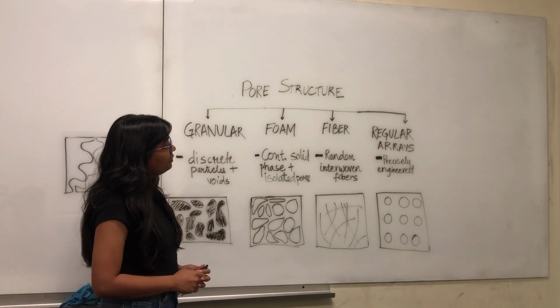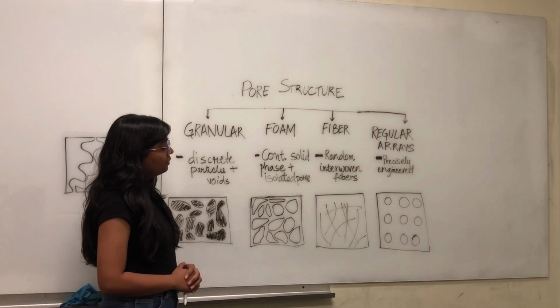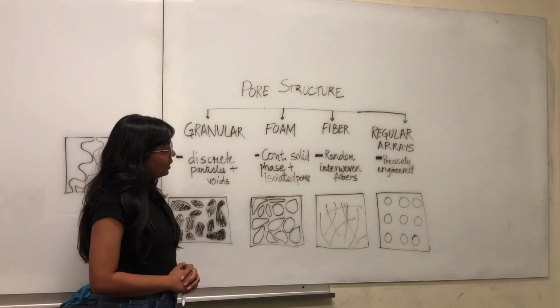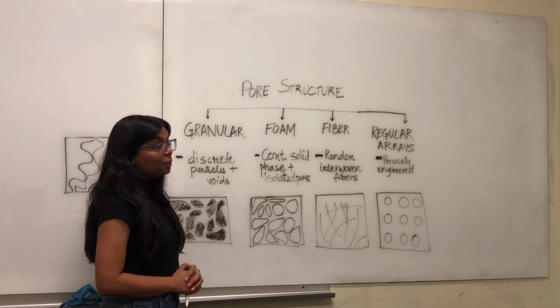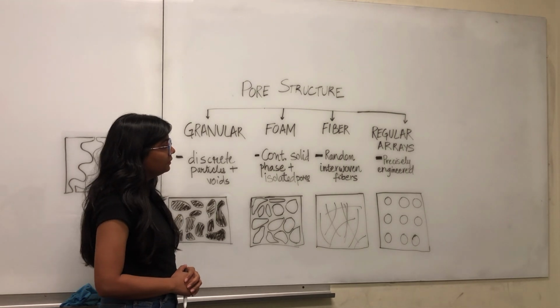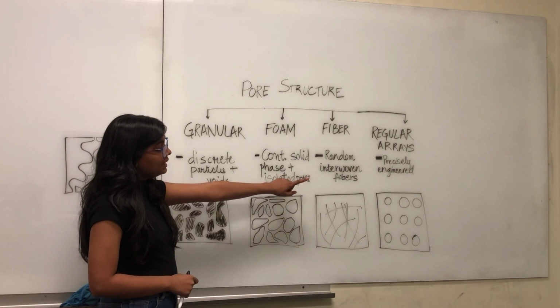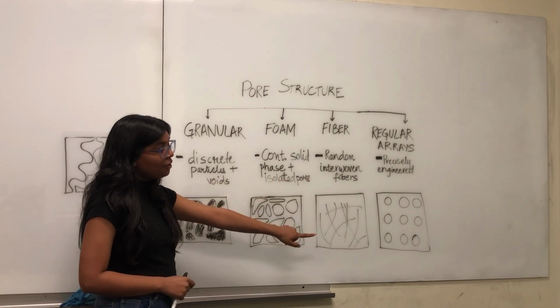The third one being fiber matrices. They are random or interwoven fibers with voids in between them, and their examples include paper and textile. The last one being regular arrays. They are precisely engineered, that's why they have uniform pore size.